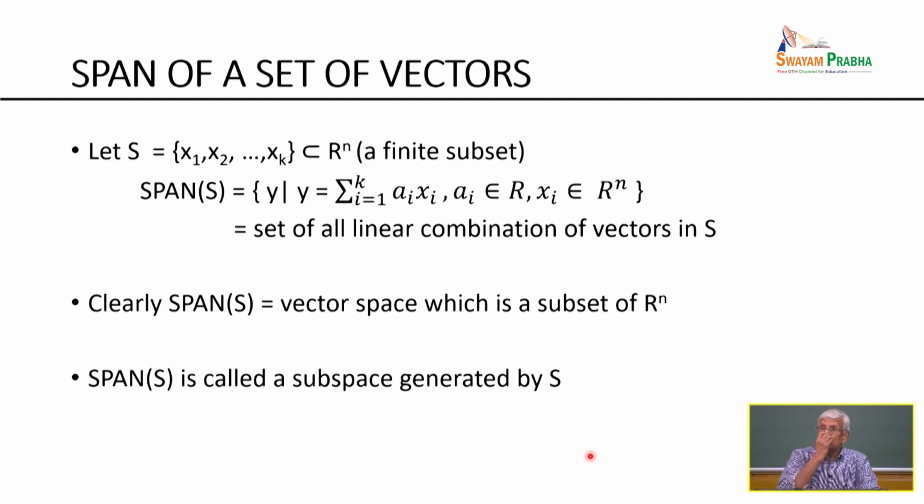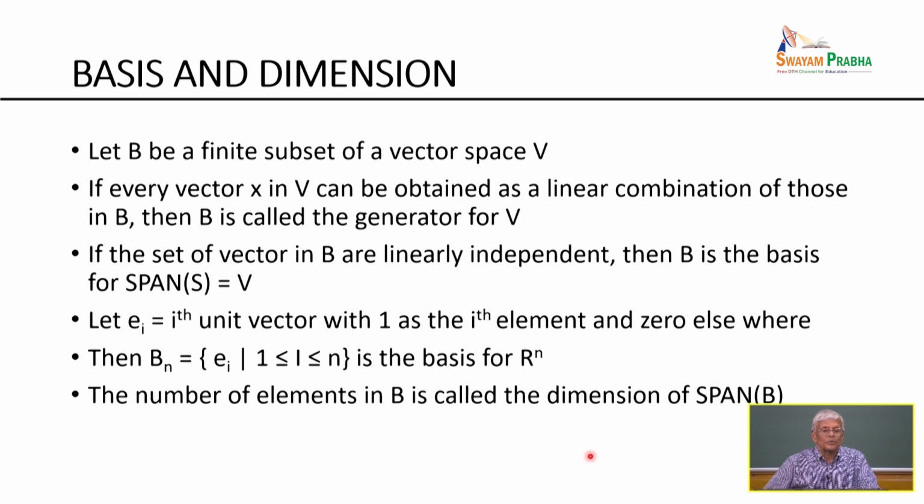For example, how do you generate 2D? I have two unit vectors, (1, 0) and (0, 1). Every vector in the two-dimensional plane can be generated by x1 times e1 plus x2 times e2, where x1 and x2 are real. So the entire two-dimensional plane is generated by two vectors, e1 and e2. They are called basis vectors. So that brings us to the notion of basis and dimension.